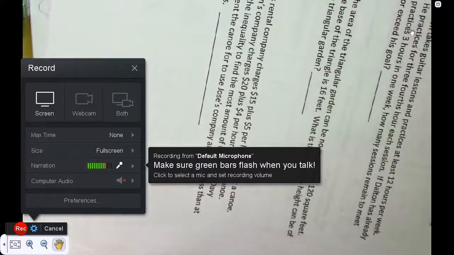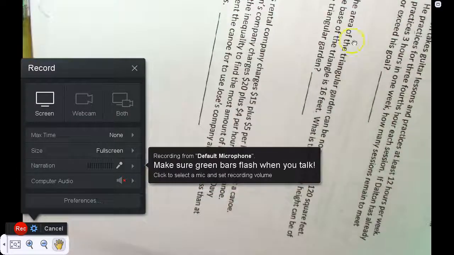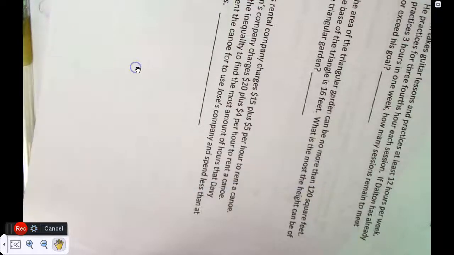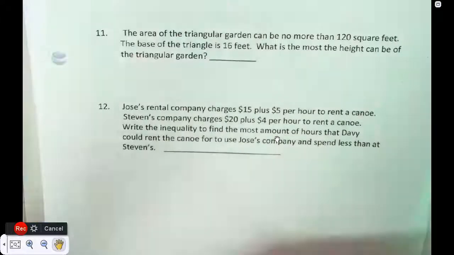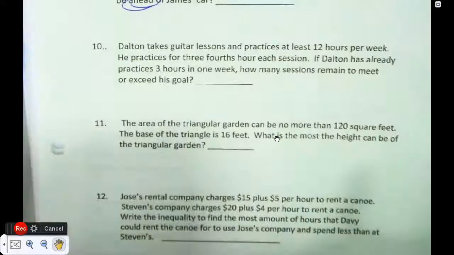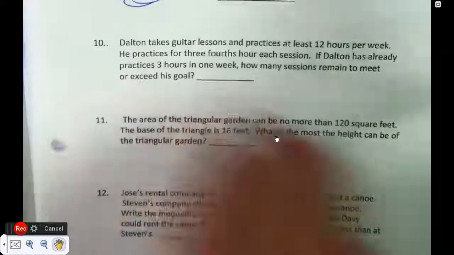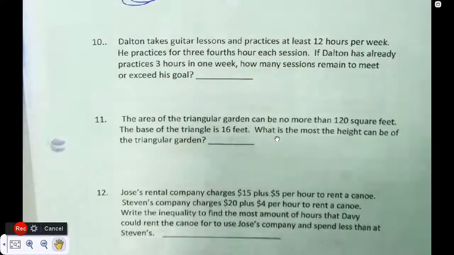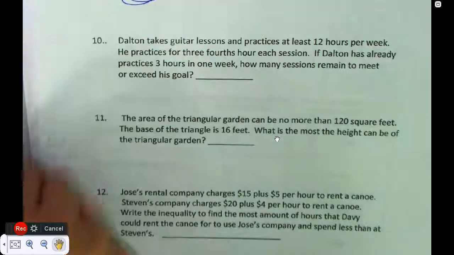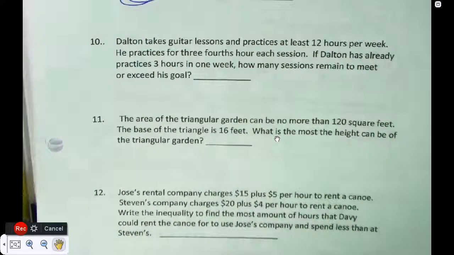Okay, guys, you should be looking at 3.7. Dalton, taking guitar lessons. So let's finish, Shelby. Let's finish writing these inequalities.